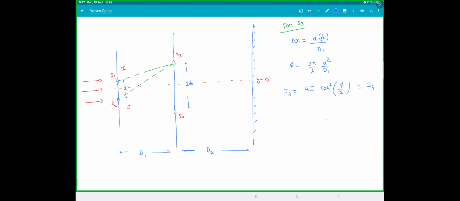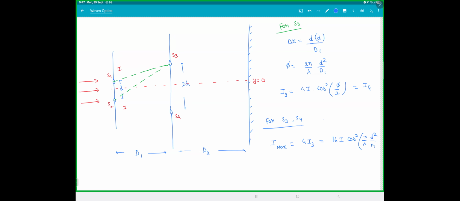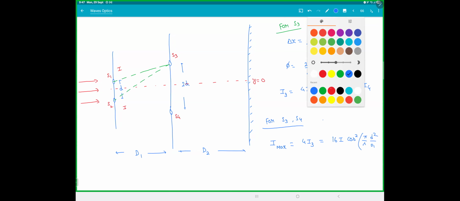Now S3, S4, central maxima, right? For S3, S4, the intensity of the central maxima is Imax, which is 4 times I3. So that will be 16 times I cos square phi by 2, which is pi by lambda d square by D1. Clear with that? The D2 would have come if you asked at point P.